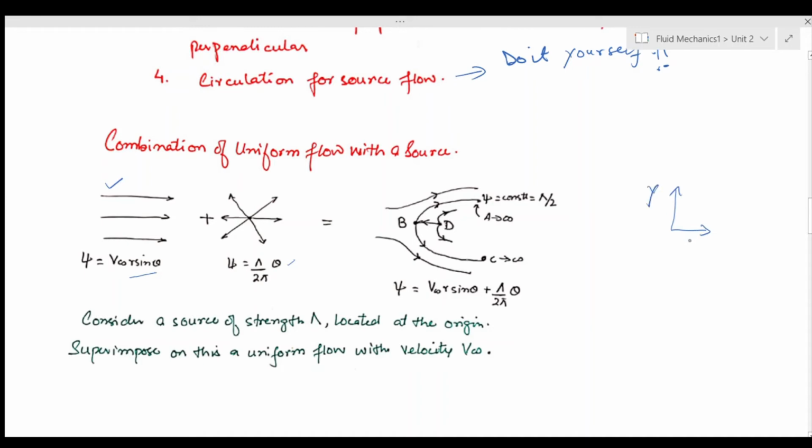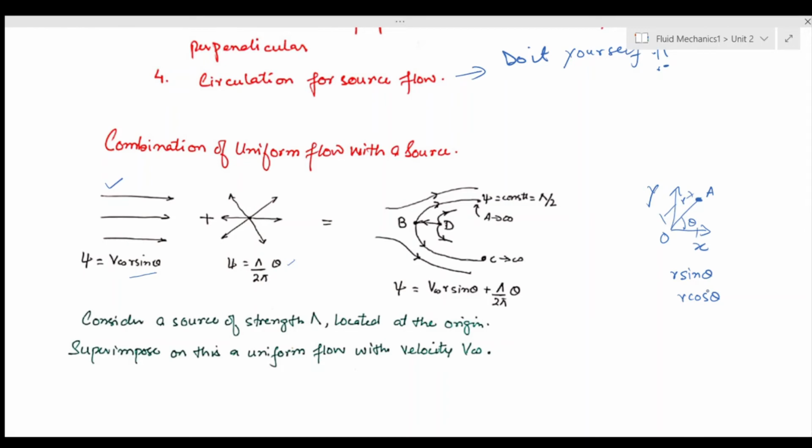Let's say this is my y-axis, this is my x-axis, and let's say this is OA, which is at an angle of theta. Let's say this OA has a length of r. Then I can easily find its components as r sine theta and r cos theta. That's what I have used here.